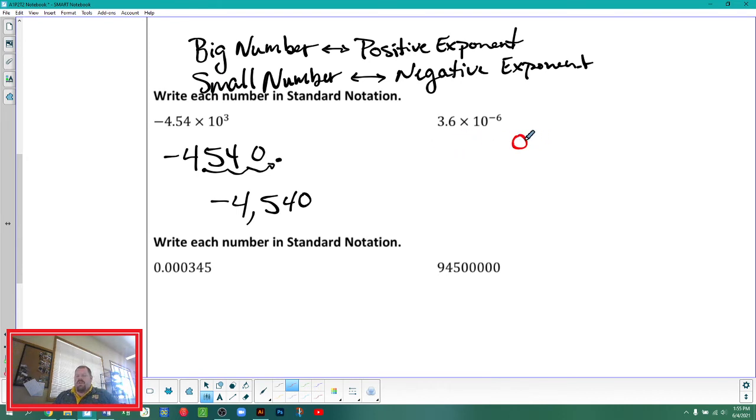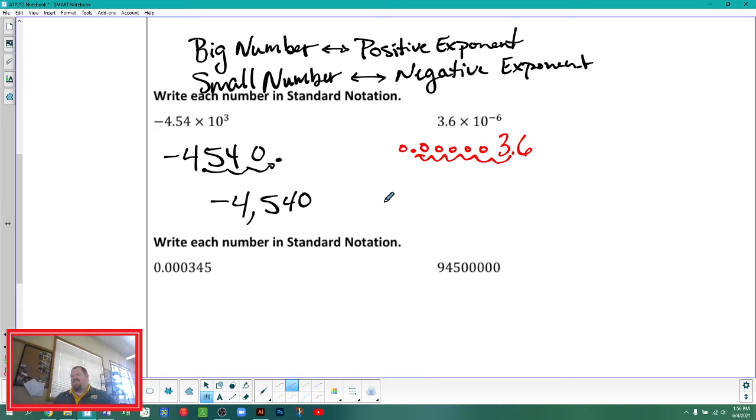So it starts as, I don't know why I put a 0 there. It starts as 3.6. And I want a very small number. So I'm going to move the decimal to the left 6 times. 3, 4, 5, 6. My decimal is going to move here. I like a leading 0 before the decimal. And I'm going to fill in all the gaps with zeros.